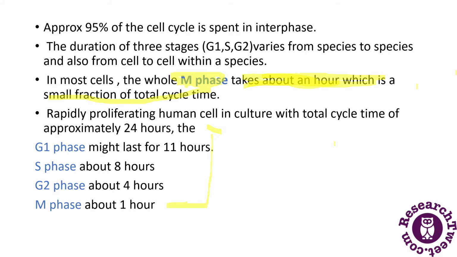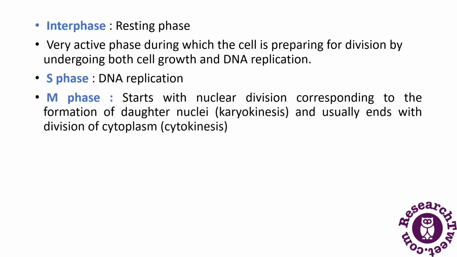So in a rapidly proliferating human cell culture with a total cell cycle time of approximately 24 hours, the G1 phase might last for 11 hours. S phase, which means DNA synthesis, lasts for about 8 hours. Then G2 phase for about 4 hours, and M phase about 1 hour. So these are some of the time durations during which the whole process takes place.